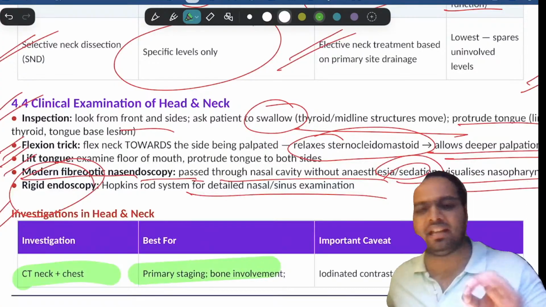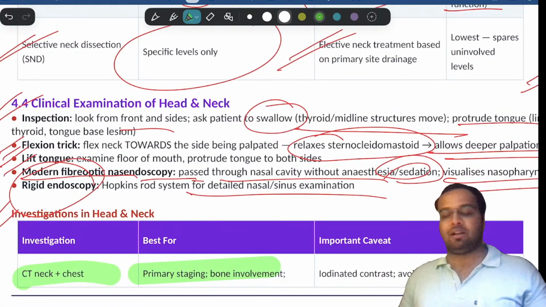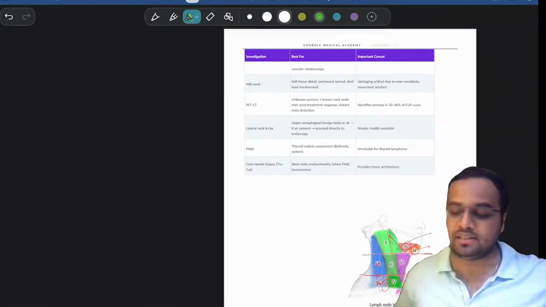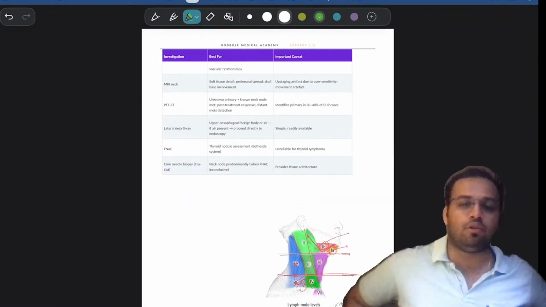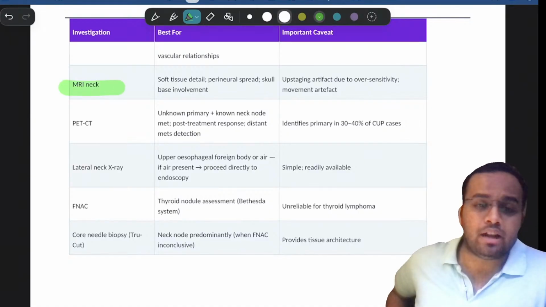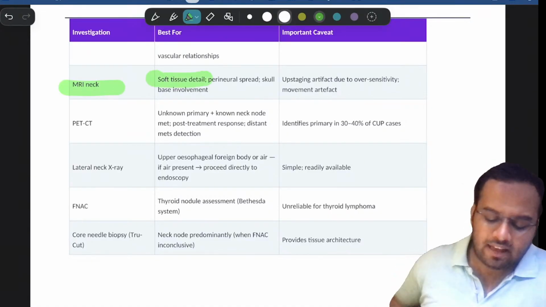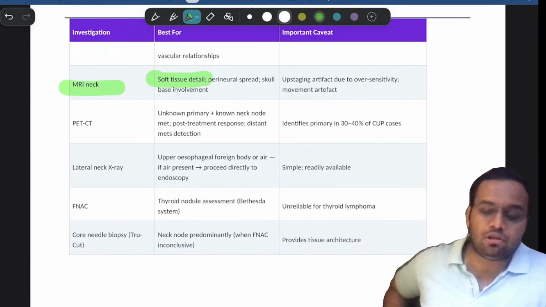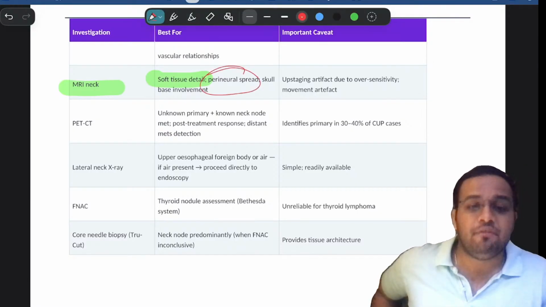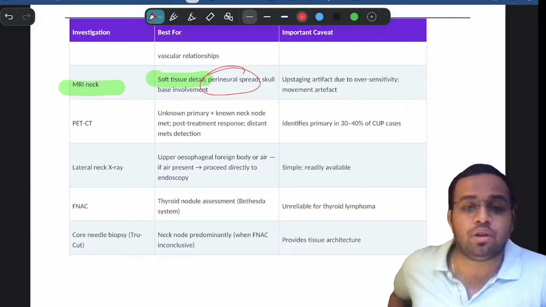It is a primary investigation for bone involvement. But what is the problem here? It always requires contrast. Without contrast, you cannot do a CT head and neck, because it will not tell you about the different structures. Sir, then what can you do? MRI. MRI is good for giving vascular and soft tissue details. So it can also tell you about the perineural spread. We talked about perineural spread in malignancies. We said that any perineural spread has a worse prognosis.